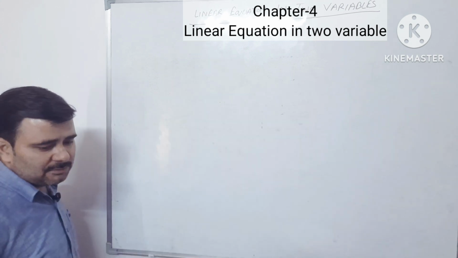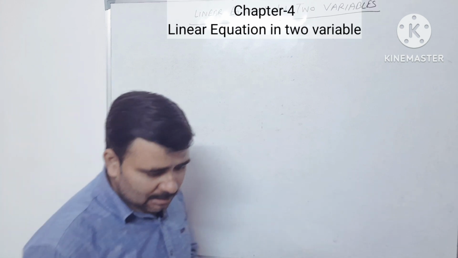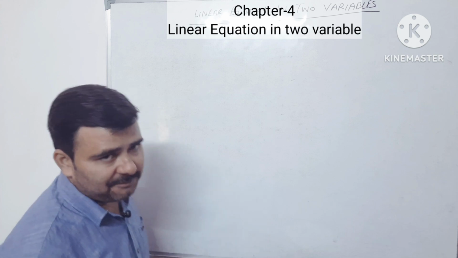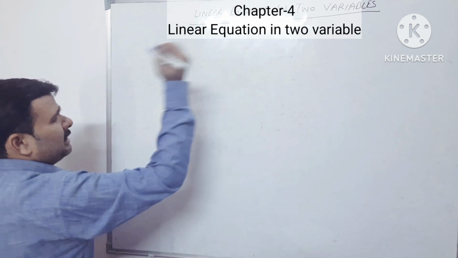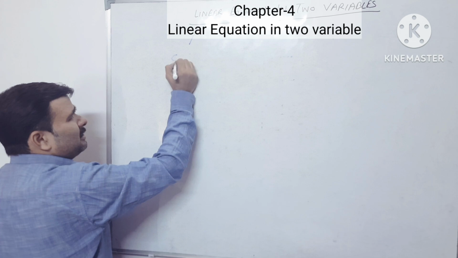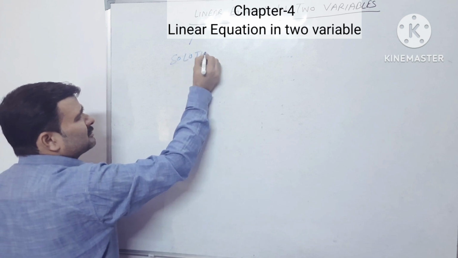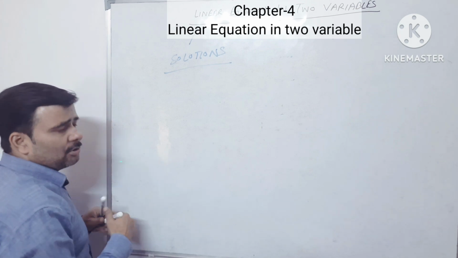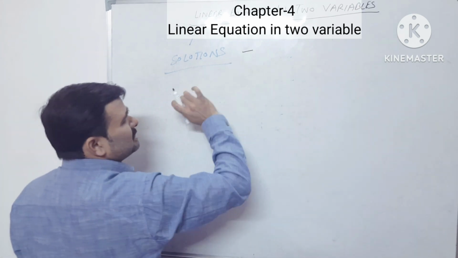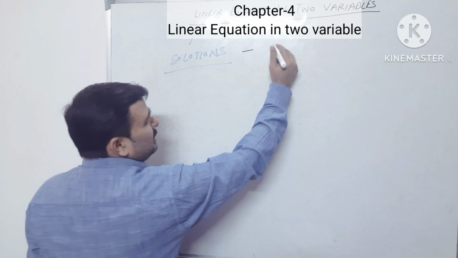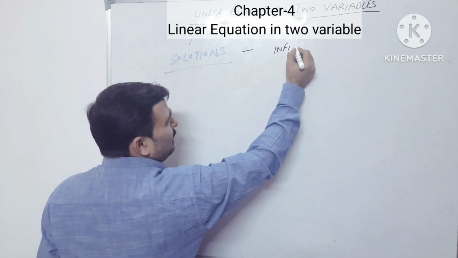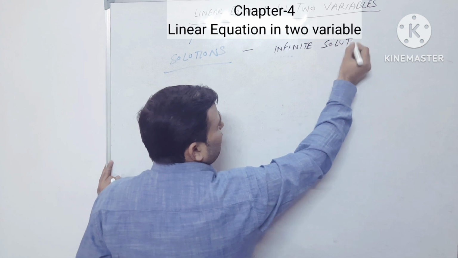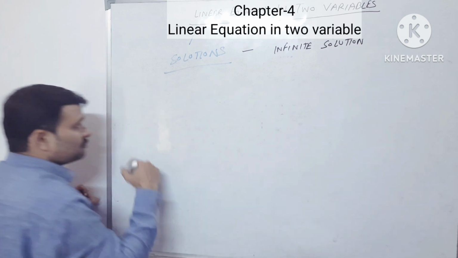And suppose we want to find the solutions of linear equations in two variables. How can they be found? According to theory, linear equations in two variable have infinite solutions. Let's prove that.